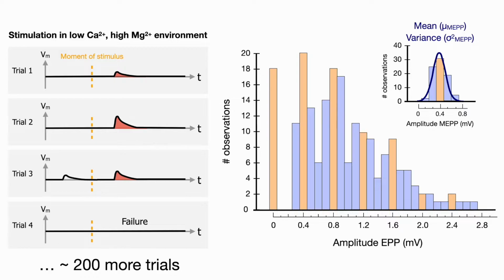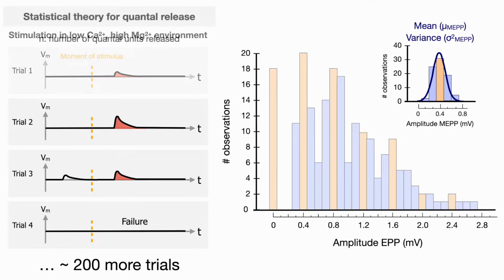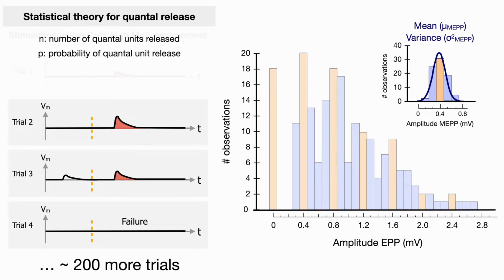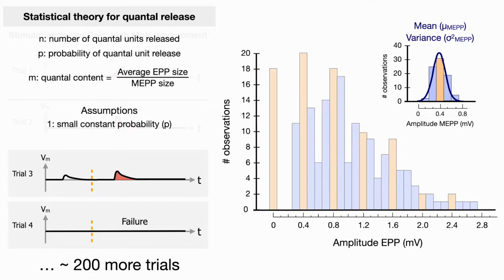This analysis is based on a statistical theory derived by Katz and his team. In this model, the letter n represents the number of quantal units that are released, and p the probability that it is released. The letter m represents the quantal content, and it is given by the average EPP size divided by the size of the MEP. For this statistical model, we will assume that the probability to release a quantal unit is small and constant. Also, we will assume that each release occurs independently.